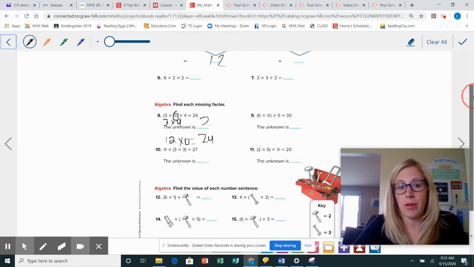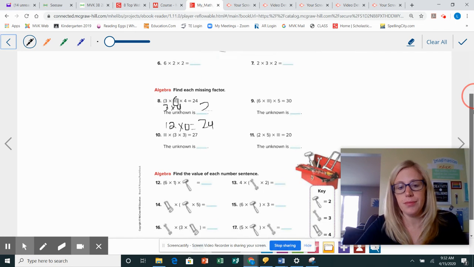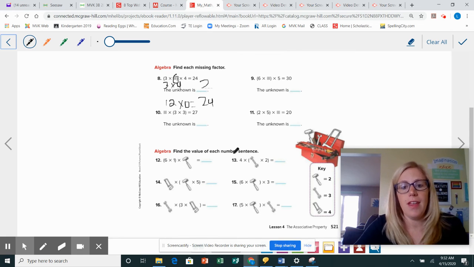Okay, then I want you to work on number 10. 3 times blank times 3 times 3 equals 27. Can't do the blank. You have to do 3 times 3 first. And then you're going to use this fun little key here to do 12, 14, and 16. So 6 times 1 times this stands for 2. So parentheses say do 6 times 1 first, and then you can multiply it by 2.